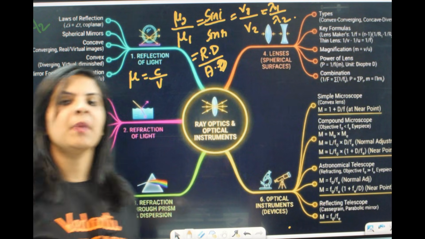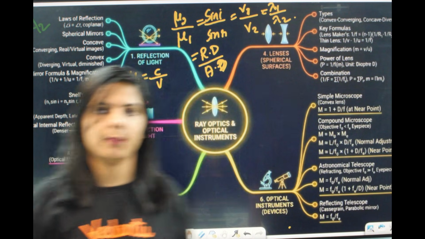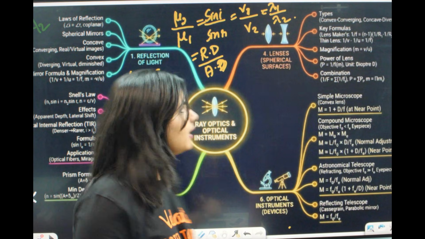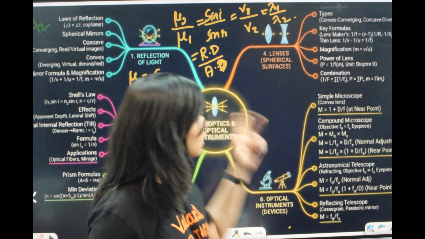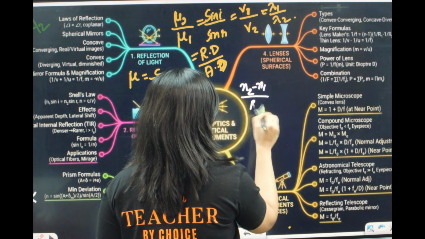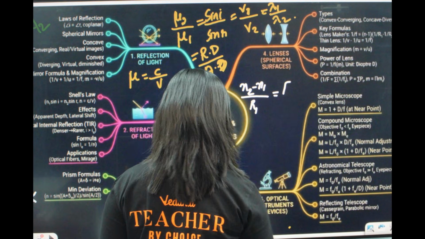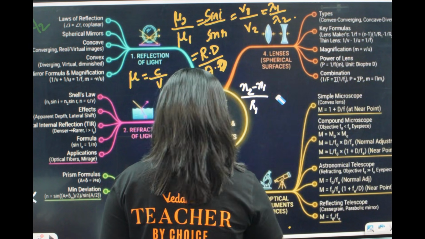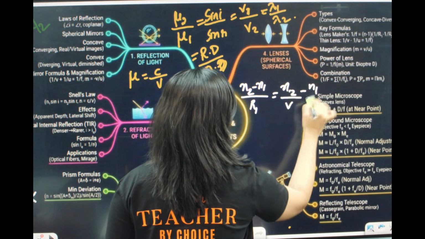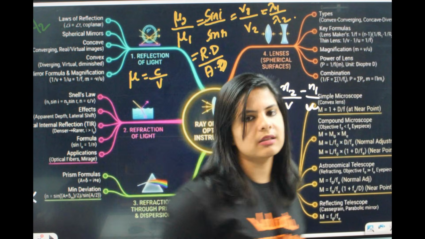Before that, we should know what happens when light falls on a spherical surface. The important formula is (n2 minus n1) divided by r, which is equal to n2 by v minus n1 by u. You have to study this equation.